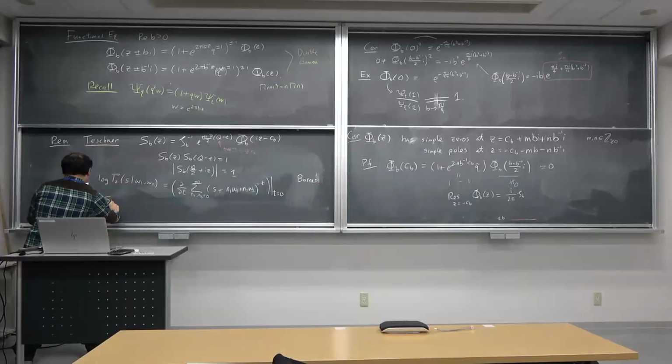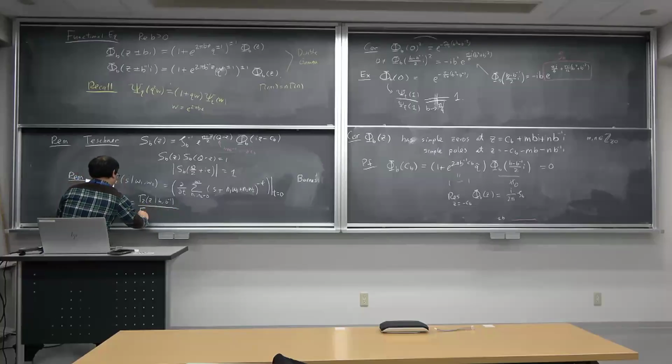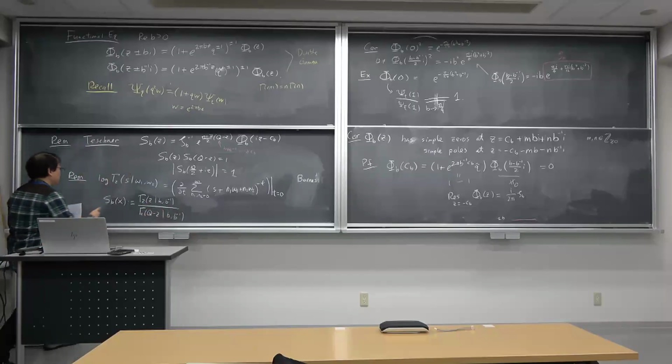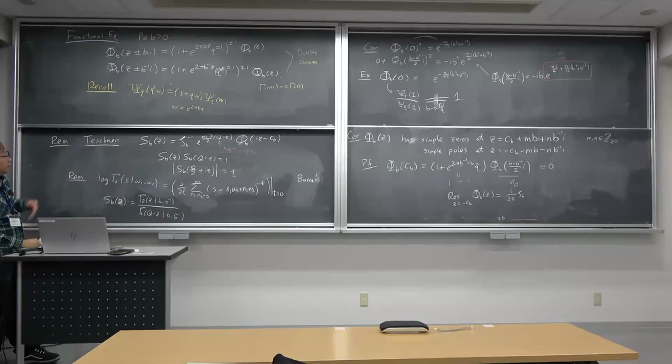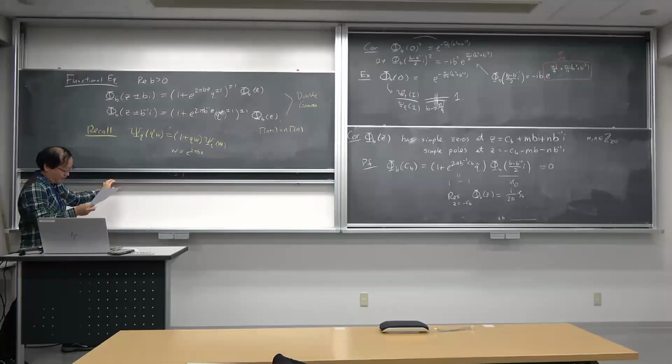And then Shintani's double sine function is defined as the b, b inverse case. So that's how it is related to the old literatures in analytic number theory. So this is a remark. I'm not going to prove this.